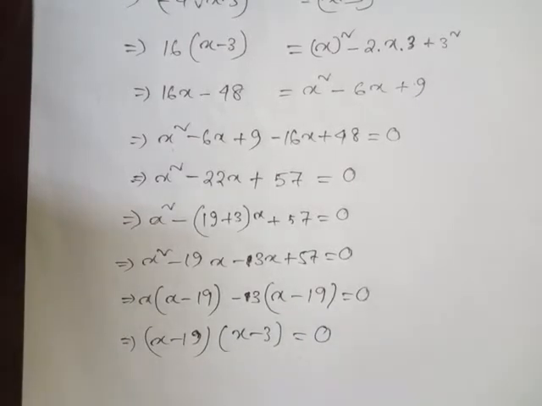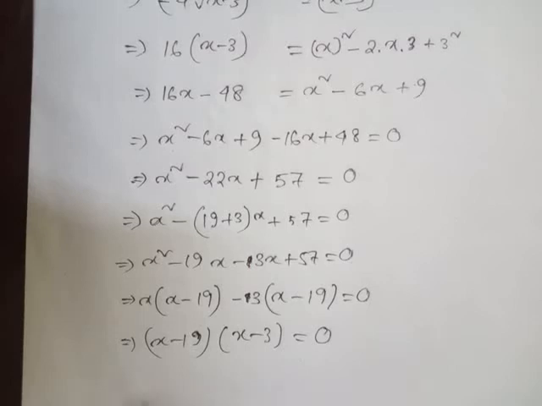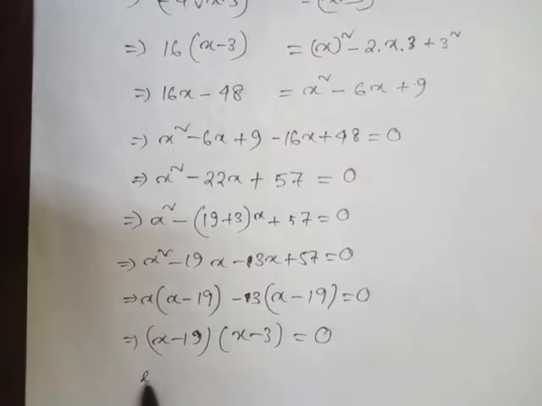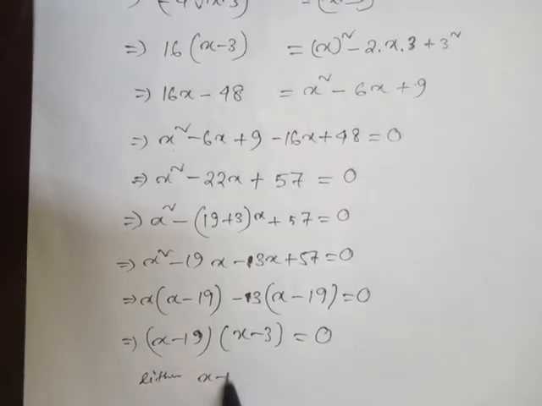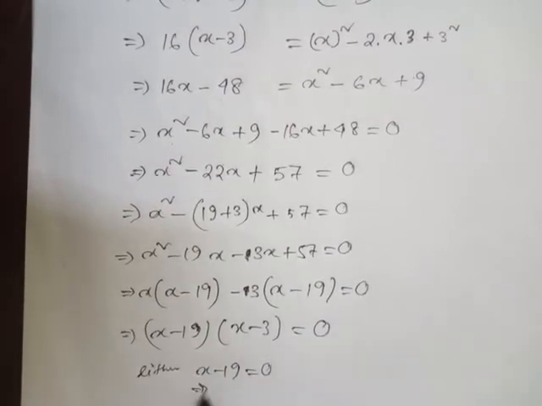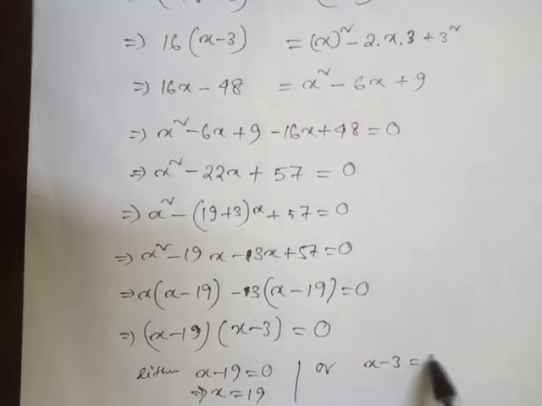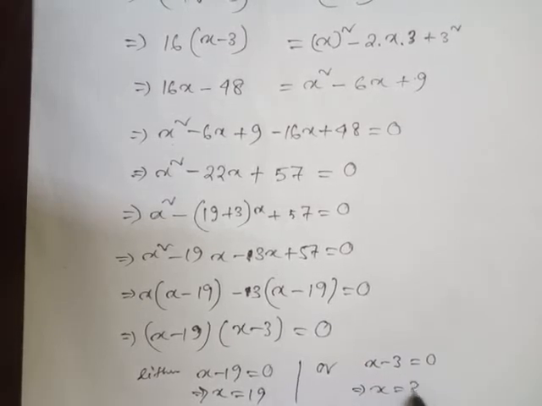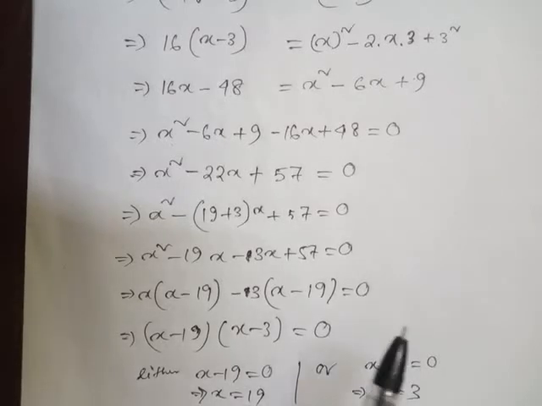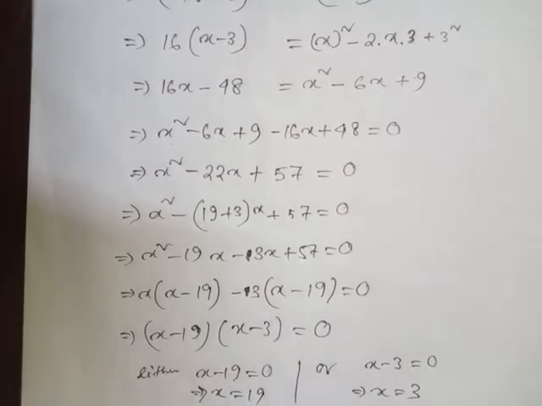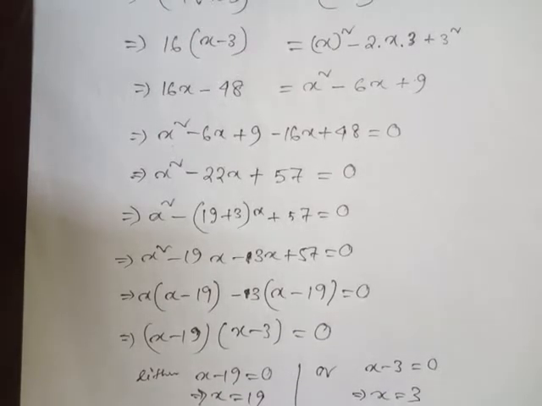Now what will happen? Look here now, either or. So we'll write here either x minus 19 equal to 0, then x equal to 19, or x minus 3 equal to 0, then x equal to 3. So the value of x is 19 and the value of x is 3. But student, this is not the end. We have to check which value we have to take for this equation.